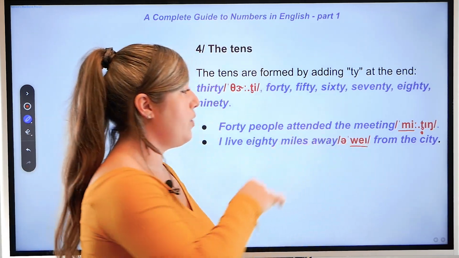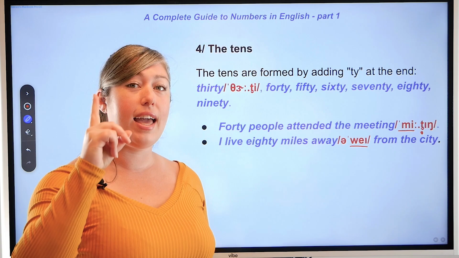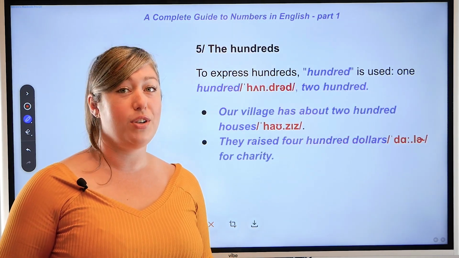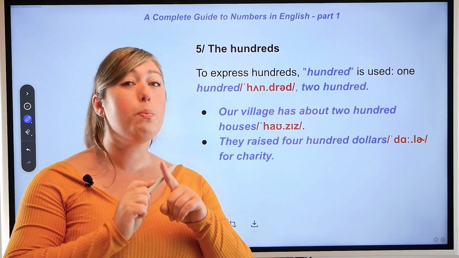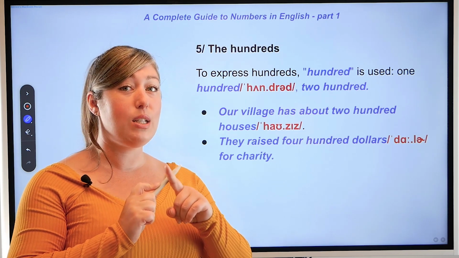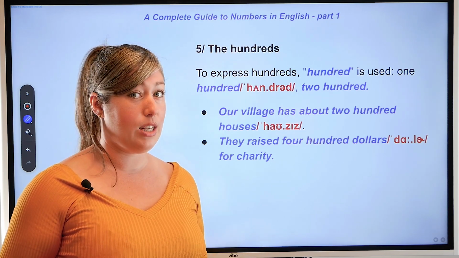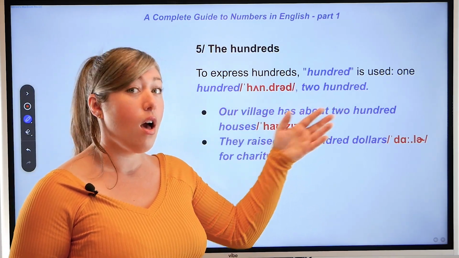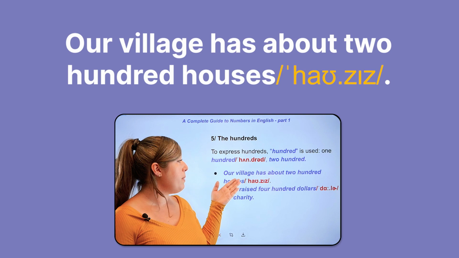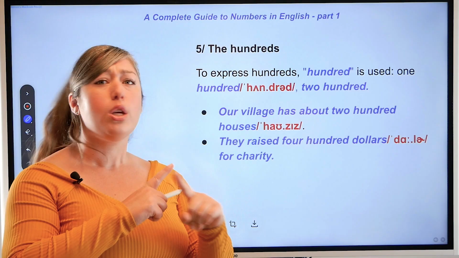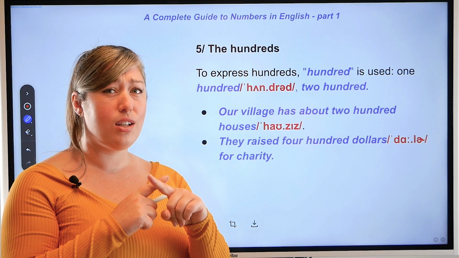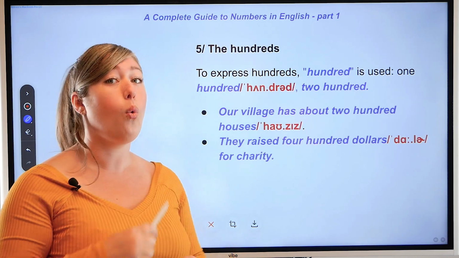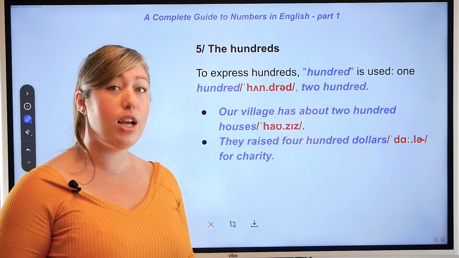And away has a stress on the second syllable. Away, away. Now let's take a look at hundreds. We actually don't put an S at the end of this word, and we simply express numbers in these quantities as 100 or 200. For example, our village has about 200 houses. You don't say 200s, you don't say 300s, don't put the S on the end. Simply say 100, 200, 300.